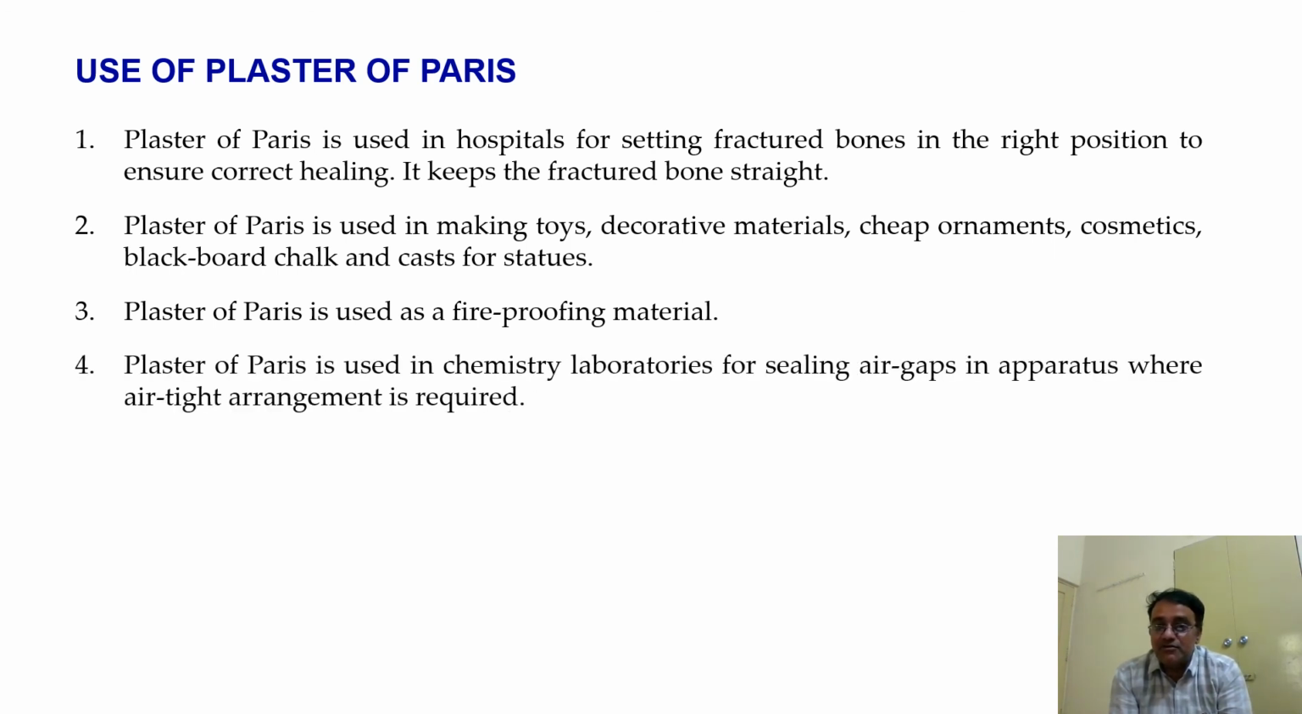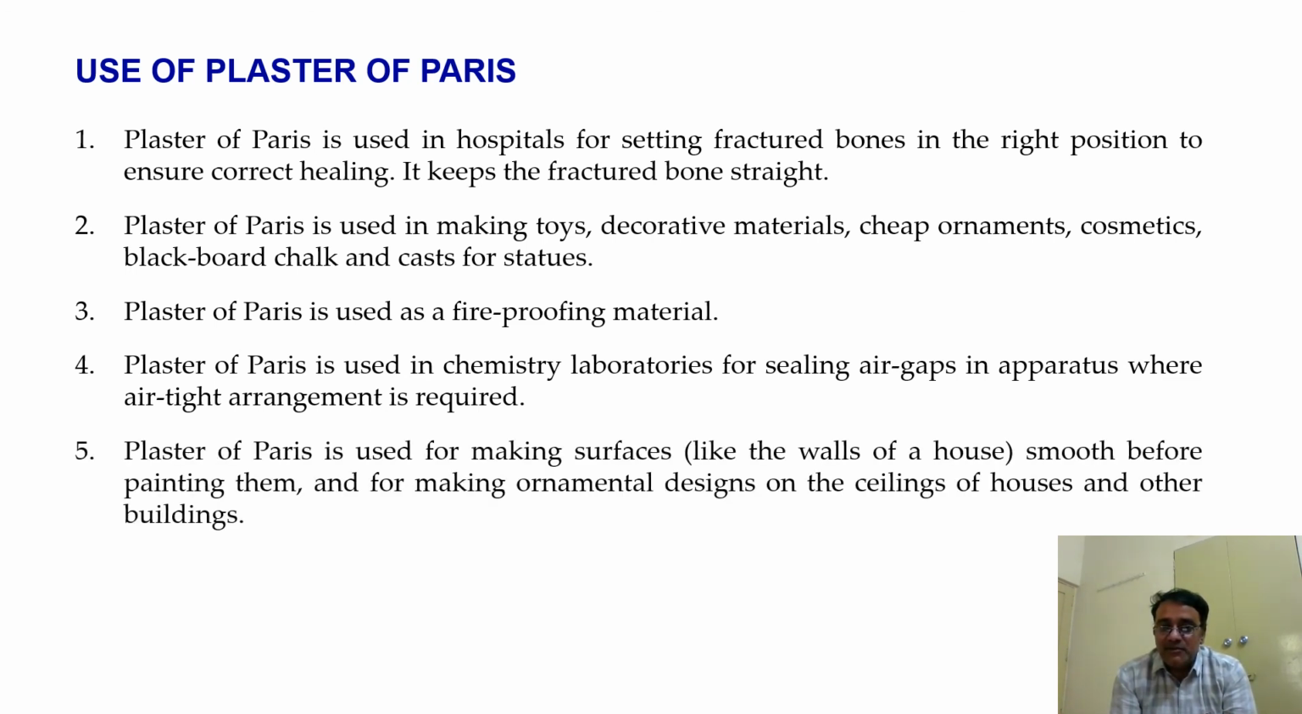Plaster of Paris is used in chemical laboratories for sealing air gaps in apparatus where an airtight arrangement is required. And this is very important: it is also used in making surfaces like the walls of houses smooth before painting them, and for making ornamental designs on the ceilings of houses and other buildings.